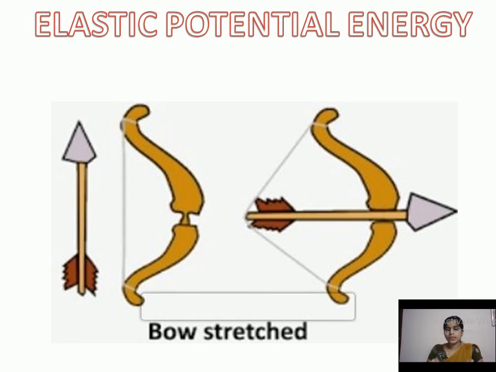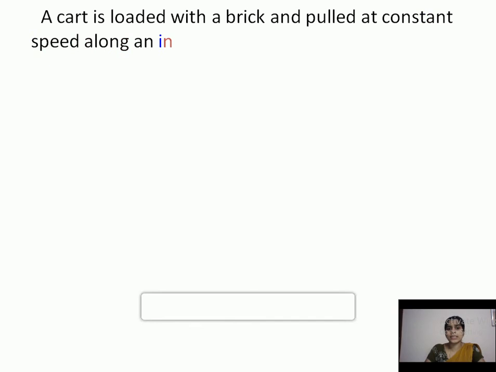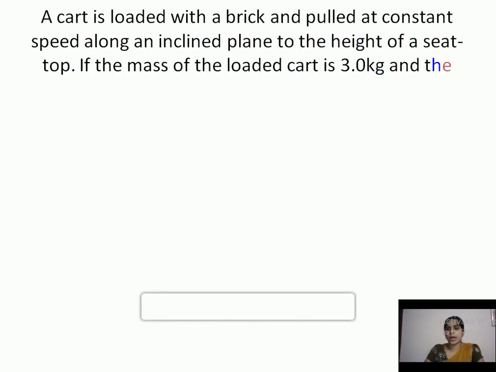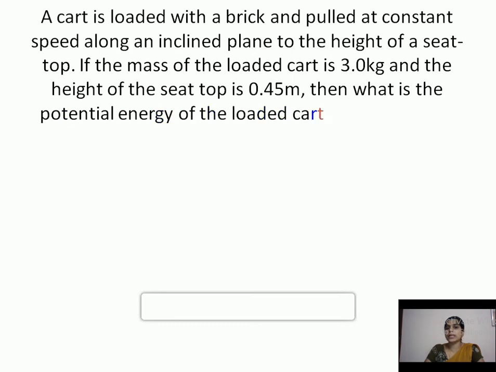Did you understand this elastic potential energy and our gravitational potential energy? Yes. So let us solve one numerical. See the question. A car is loaded with a brick and pulled at constant speed along an inclined plane to the height of a seat top. If the mass of the loaded car is 3 kg and the height of the seat top is 0.45 meters, then what is the potential energy of the loaded car at the height of the seat top?